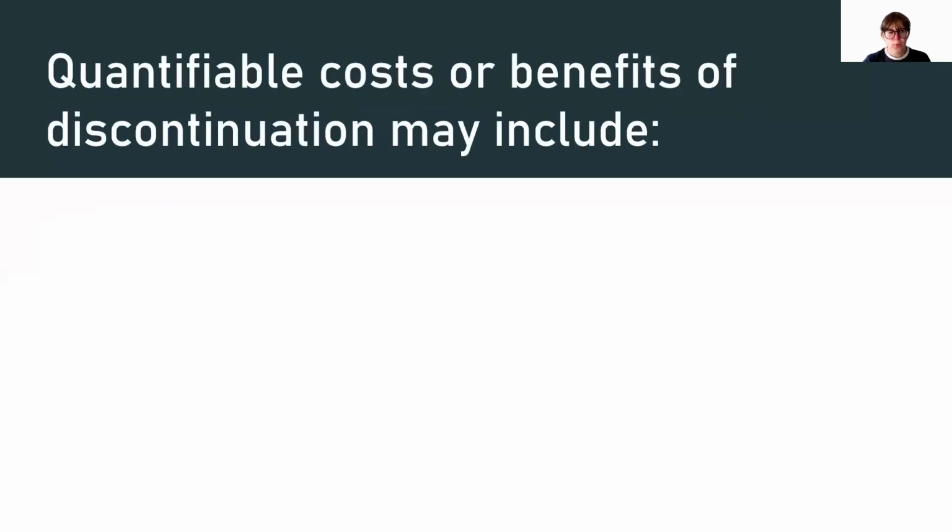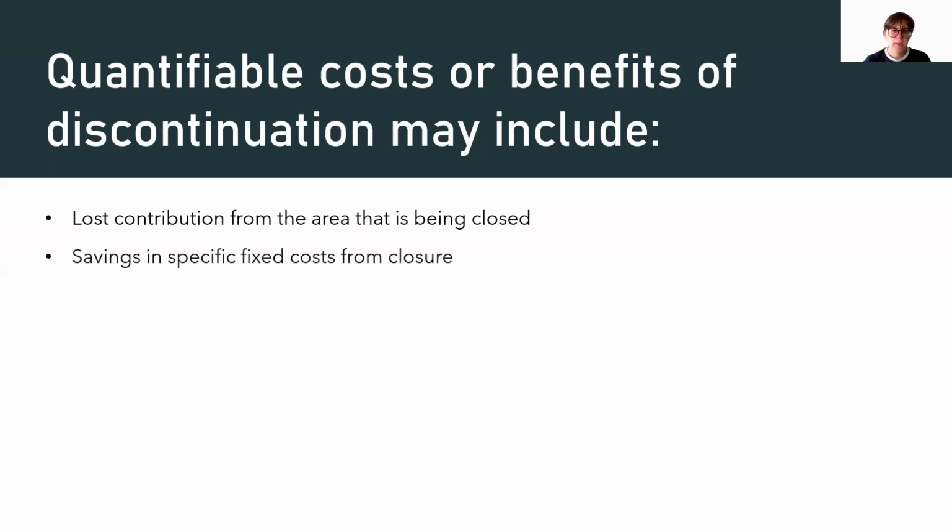We then move on to quantifiable costs or benefits of discontinuation. These are not limited to, but can include, lost contribution from the area that is being closed. So a business needs to evaluate which business venues, which business locations are bringing in the most contribution and close the ones with the lowest. It could be savings in specific fixed costs from closures. If you are closing down a shop or a factory, you are obviously going to save on heat, light, rent, mortgage, etc.